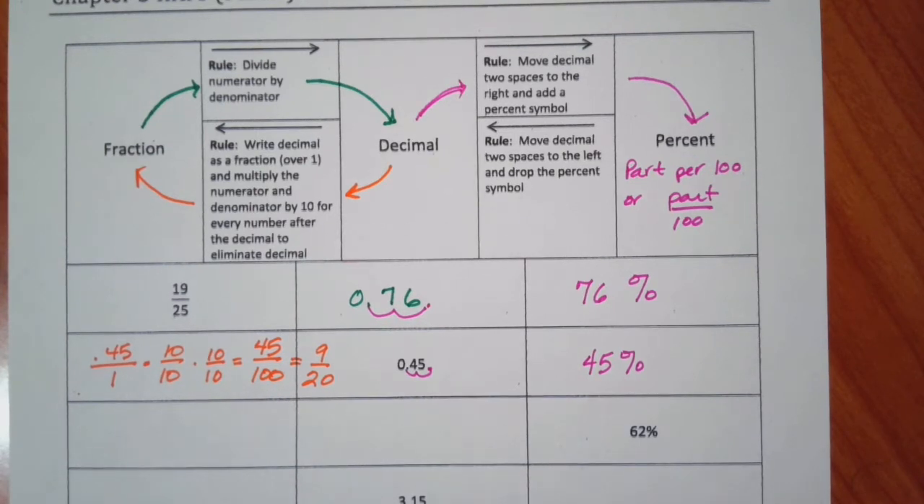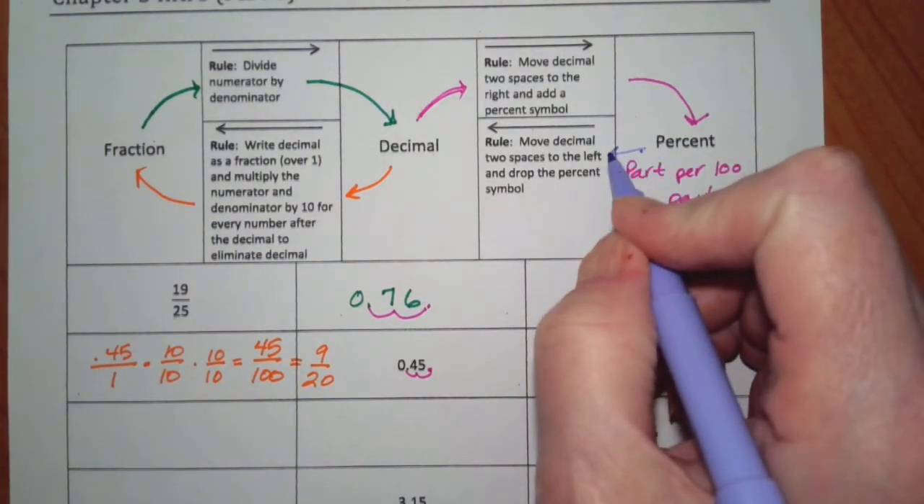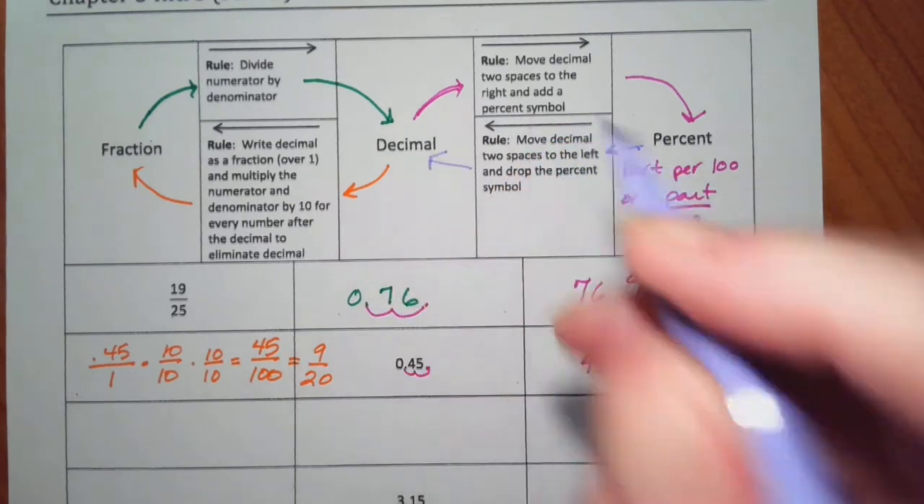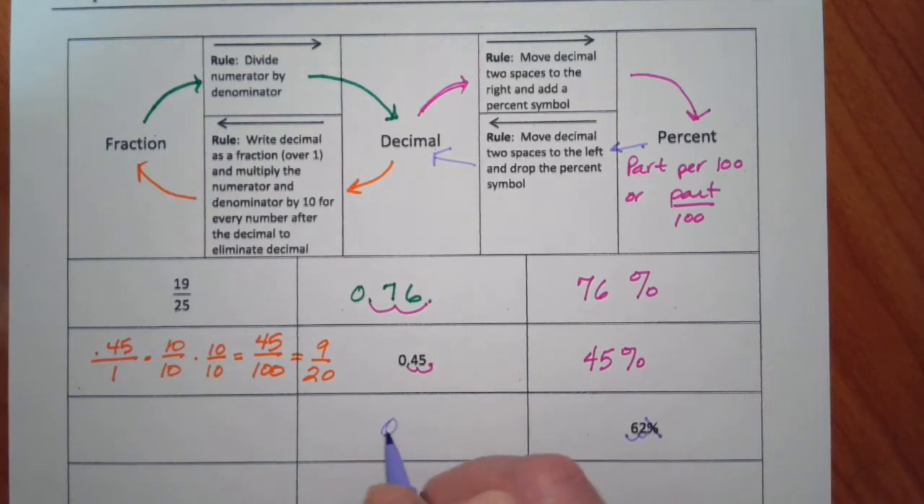Okay. All right, so let's see what else we're going to work with. Let's look at starting with a percent. If I start with a percent and want to turn it into a decimal, then I get rid of this, move this 2 places to the left, so that becomes 0.62.